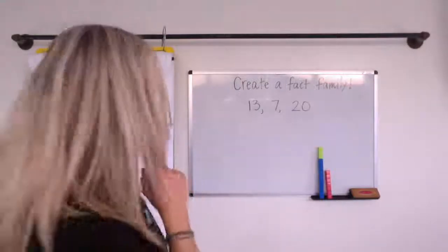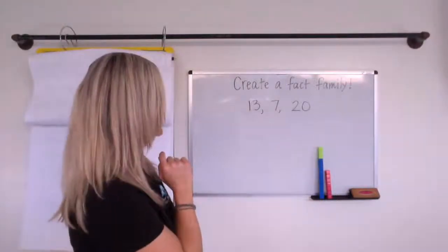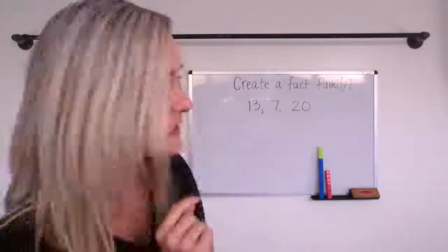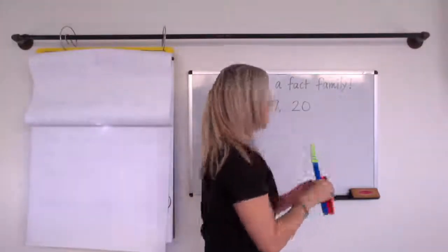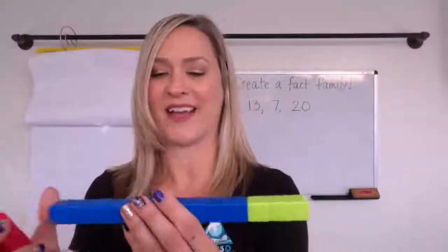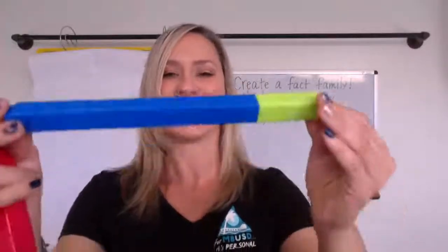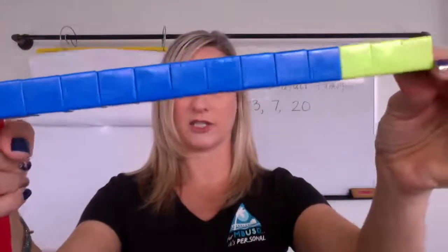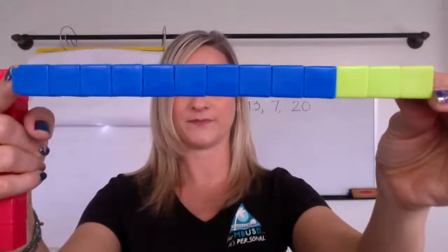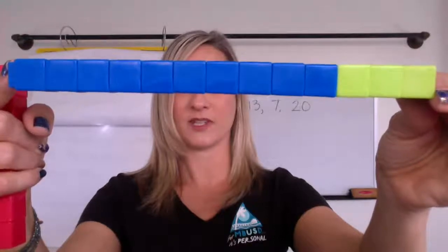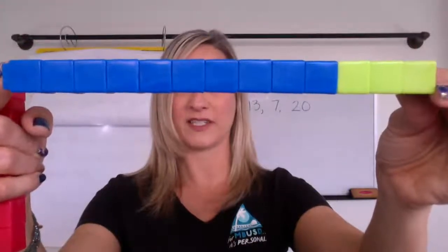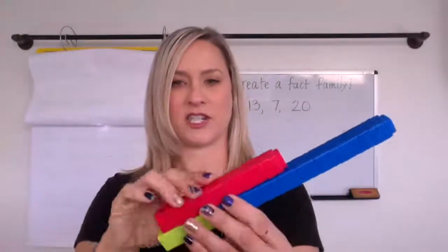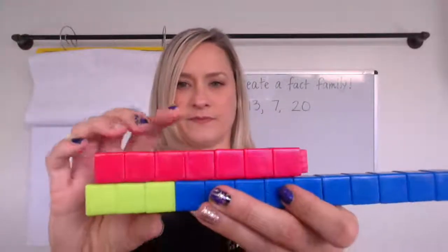Let's think about it. Did you hit pause? Okay, we are back. I have 13 right here. So here's 13. Make sure there's actually 13. There we go. Okay, so I have a 10 and 3 more, so that makes my 13, right? And I have 7. Check my 7, make sure it's 7.